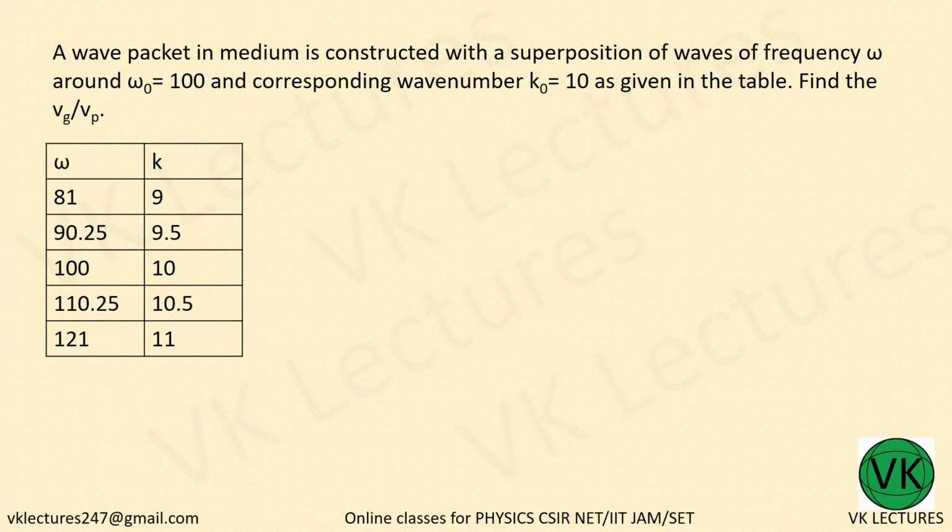CSIR problem. You will understand why it is a CSIR problem. A wave packet in a medium is constructed with a superposition of waves of frequency omega around omega naught. Omega naught is equal to 100 and the corresponding wavelength is 10. And here is a table given, omega and k.